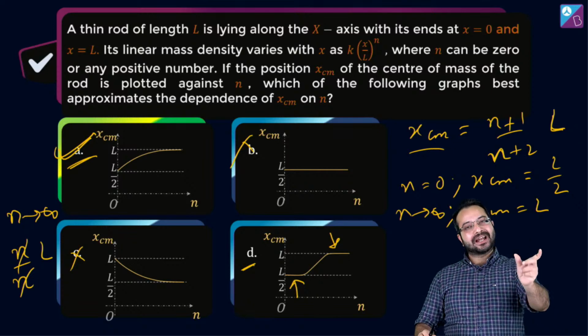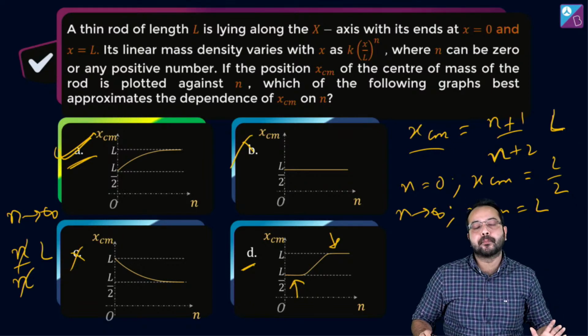The second thing we learned over here was that even if you don't know how a function is behaving, you can at least substitute 2 points and find out the approximate graph.